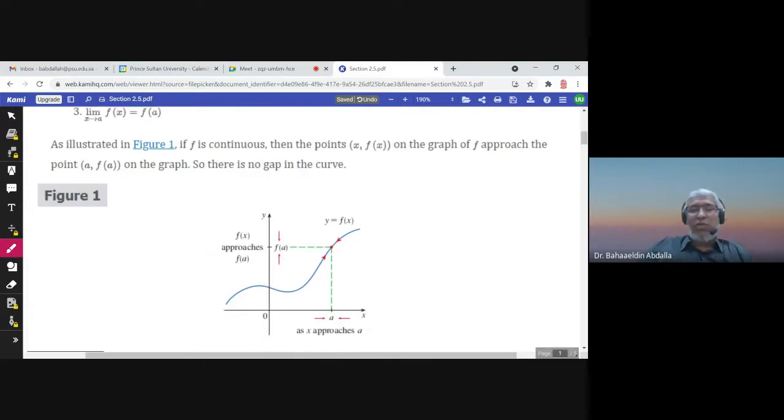Now notice here, this is a continuous function. As x approaches a from the right or from the left, f of x approaches f of a. So this means that the function is continuous at a. So this is the meaning of the definition. As x approaches a from the right or from the left, f of x approaches f of a, and then the function would be continuous at a.